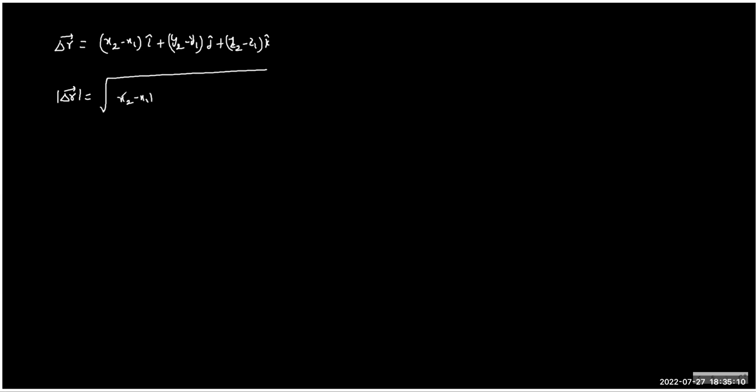So because delta r we got as the change in x coordinate i cap, change in y coordinate j cap, and change in z coordinate k cap. So mod of delta r will be, tell me guys, what should we write? (x2 minus x1) square plus (y2 minus y1) square plus (z2 minus z1) square. Excellent.